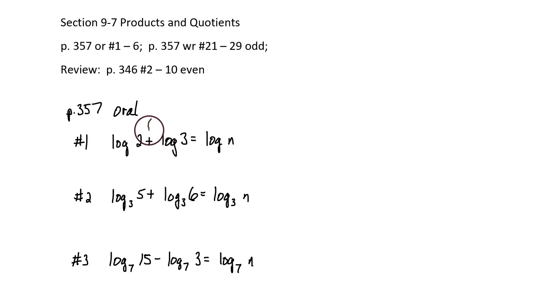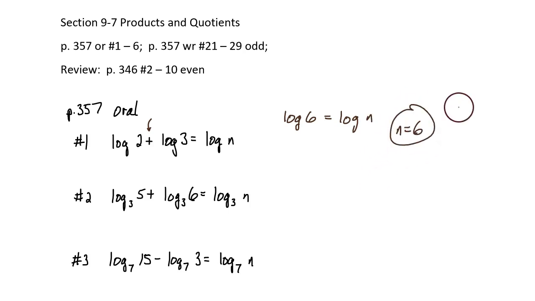When we have a sum of logarithms, as long as the logs have the same base, and these are both base 10, we can rewrite as a log of a product. So 2 times 3 is 6. So the left side of the equation can be rewritten as log of 6. And then if that's equal to log of n, we can easily see what n is. N equals 6.